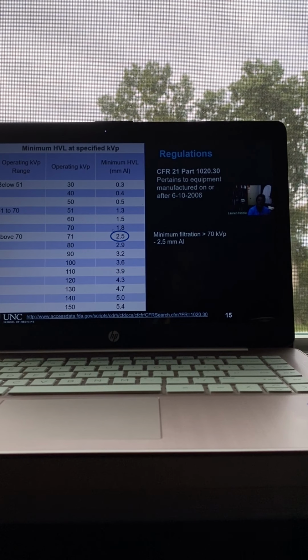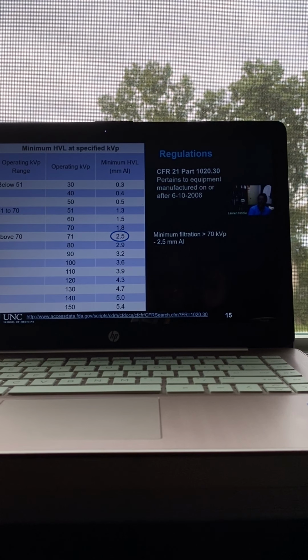But this is considered to be the minimum amount of filtration. So when the medical physicist comes in and makes an exposure at 71 kVp, it should take 2.5 millimeters worth of aluminum to reduce that beam to 1/2 its original value. And if that's the case, then that X-ray unit passes inspection. And what that means is that X-ray tube is functioning properly. And we know that X-ray tube was manufactured with the proper amount of filtration.